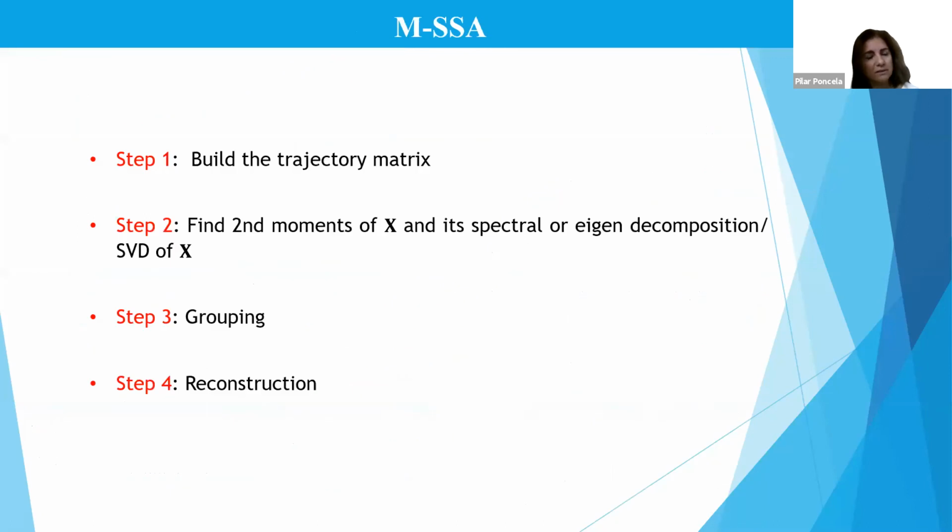Okay, so how do we do that? Using singular spectrum analysis, which is an algorithm in 4 steps. First step, build the trajectory matrix from the original time series. Second step, find second moments of the trajectory matrix, and then the eigen decomposition of this trajectory matrix. Third step, group and extract the subcomponents if they are related to the same unobserved trend or unobserved cycle, and then reconstruct the cycle or the trend, because you extract them as a matrix and you would like to have them as time series, as we are usually familiar with.